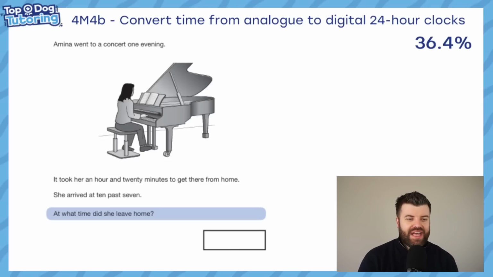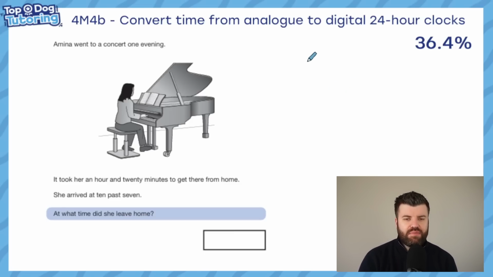Back to the video. So, next one. This is the third one, and we can see now it's down to 36.4% of children getting this right. This really interested me. I'm going to start with this question, because this says convert time from analog to digital 24-hour clocks. There wasn't a lot of this in recent tests. And the first question that came up was this one.